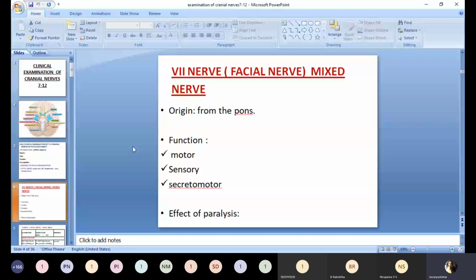Since it supplies the orbicularis oculi muscle, what happens if there is a paralysis to this muscle? The eyes will be wide open and the eyebrows will droop down. Later in the picture, you will be able to see all this.